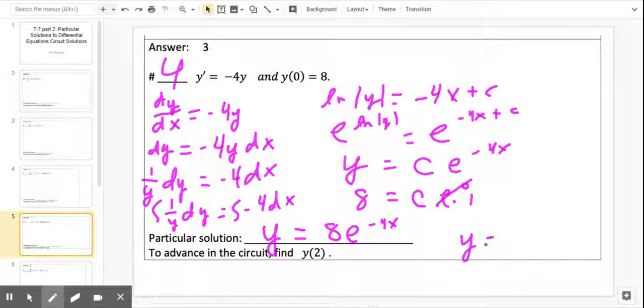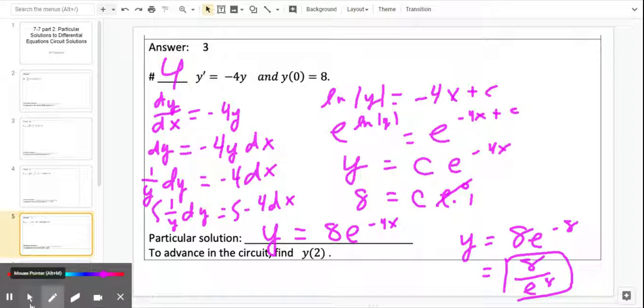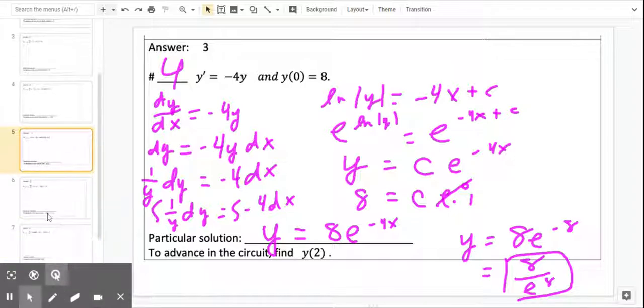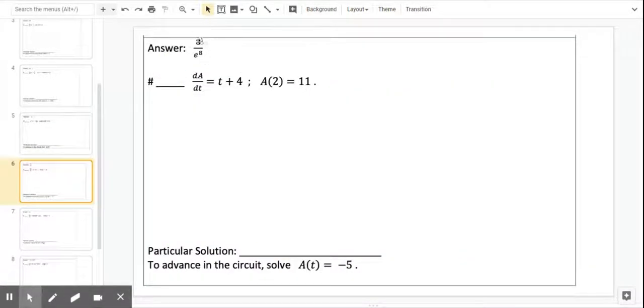So to find our next question, we need to find y of 2. So y of 2, just plug in 2 for x. So it's 8e to the negative 4 times 2, which is 8e to the negative 8, also known as 8 over e to the 8th power. And that brings us to the next one. So we find that right here. And then we continue on.